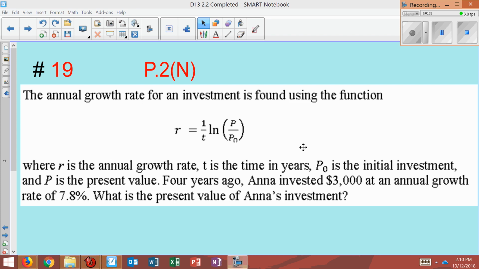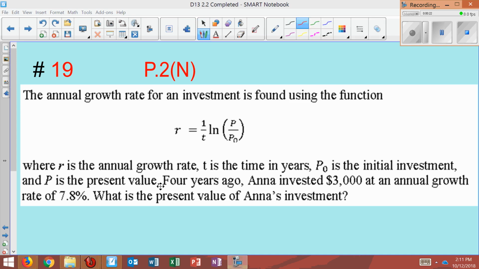The annual growth rate for an investment is found using this function, where R is the annual growth rate, T is the time in years, P naught is the initial investment, and P is the present value. 4 years ago, Anna invested $3,000 at an annual growth rate of 7.8%. What is the present value of Anna's investment?